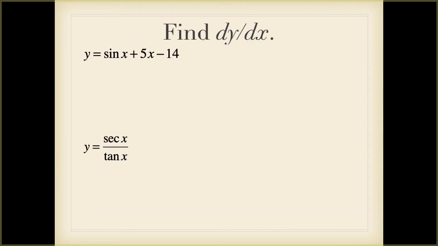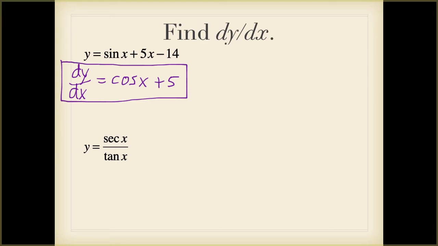So here we have a couple of functions. It says find the derivative of y with respect to x, and we have y equals sine x plus 5x minus 14. So we take the derivative, dy dx. From the last slide, the derivative of sine of x is cosine x. The derivative of 5x is just 5. And the derivative of negative 14 is 0. So this is my derivative of sine of x plus 5x minus 14.